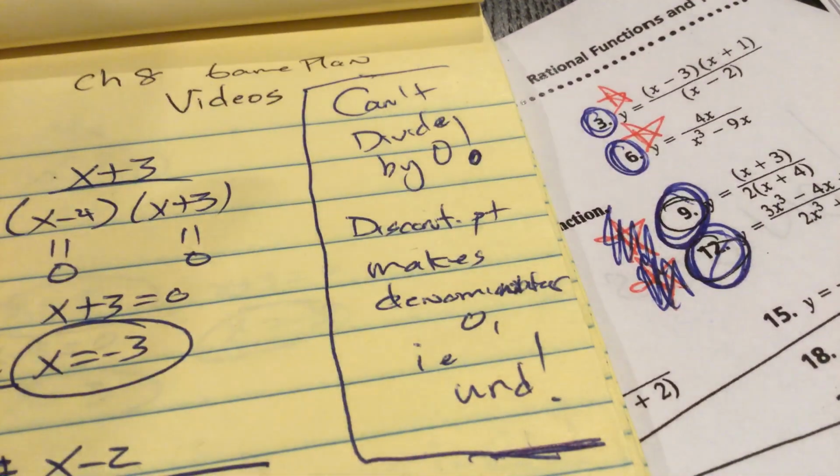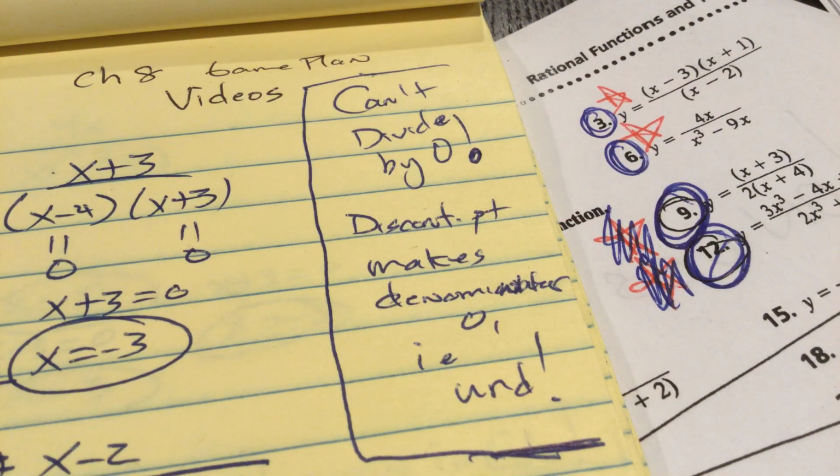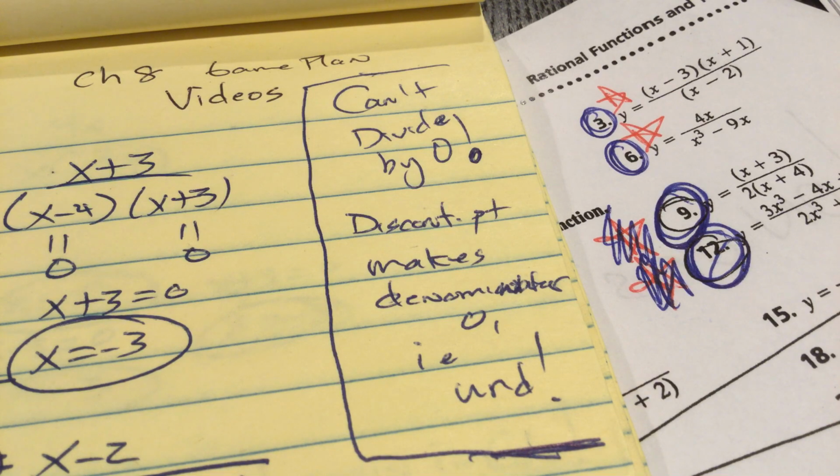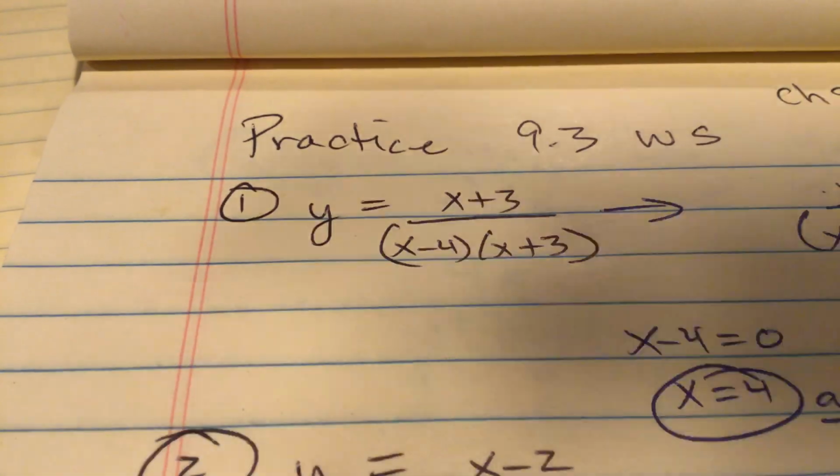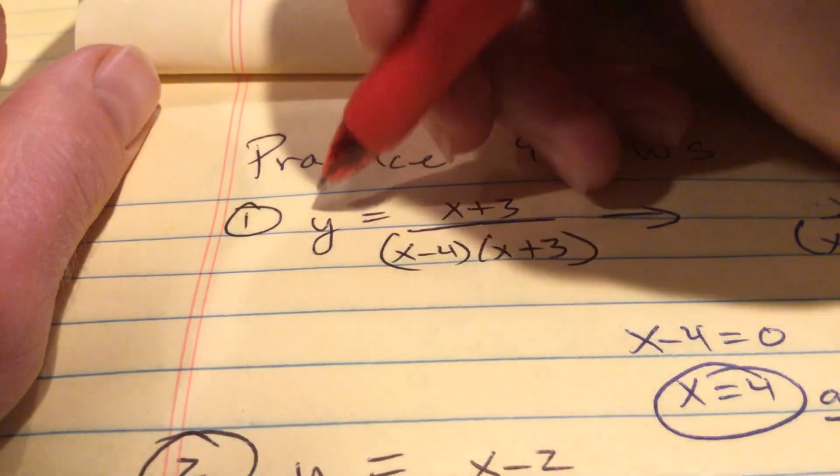So, folks, remember, you can't divide by 0. That is a math sin. Should be the 11th commandment: thou shalt not divide by 0. A discontinuous point makes the denominator 0, i.e. undefined. A discontinuous point is an x value that makes the denominator 0. So here's number 1. This was the original question.